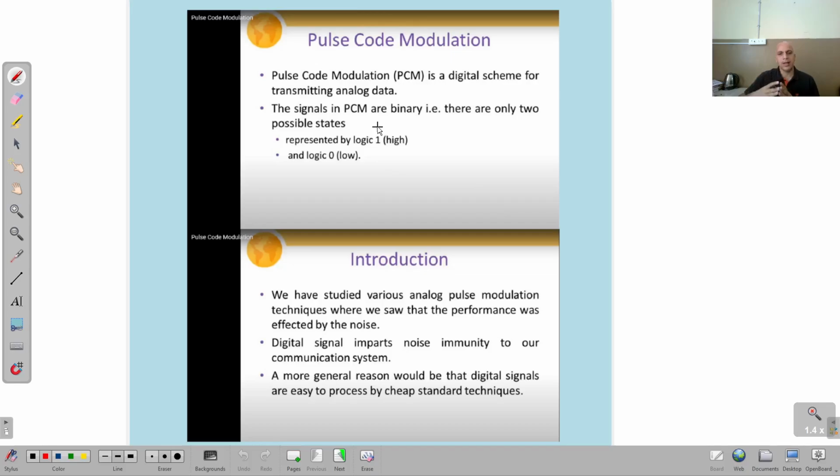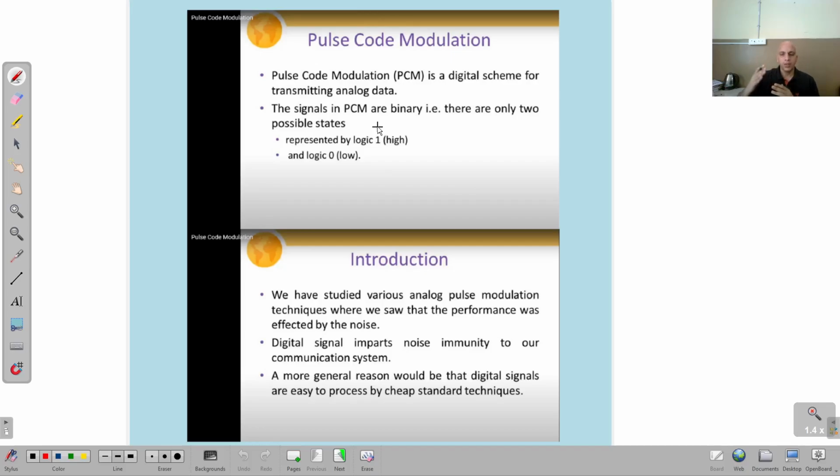And in this we have the advantage of very less noise as compared to the analog modulation techniques, and it is easy to process digital signals as compared to analog signals, right? So in this lecture we are going to cover this particular topic, pulse code modulation.